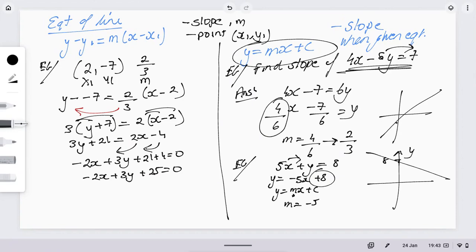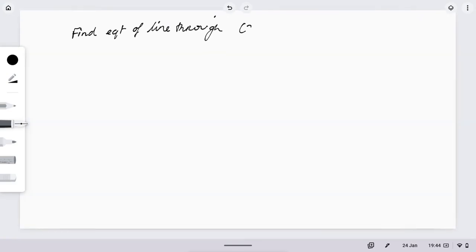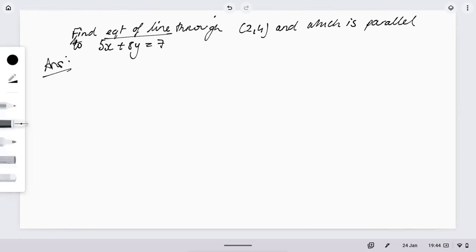What we'll do then is, say they said, find the equation of a line through, this is the key one, these sort of ones, through 2, 4, and which is parallel to 5x plus 8y is equal to 7. Now if I was answering that equation of a line, I'd write down my formula. And by doing that, I see I need 2 things. I need a slope and a point. So there's my point. I just need to get my slope from this.